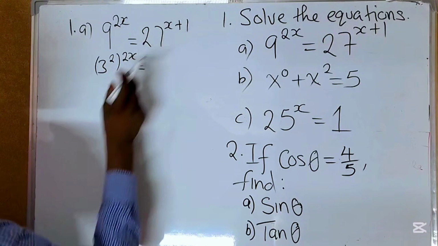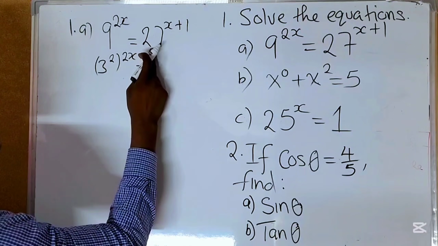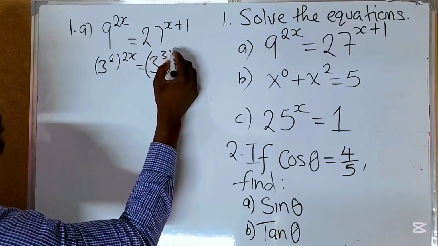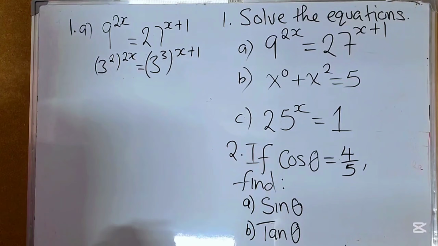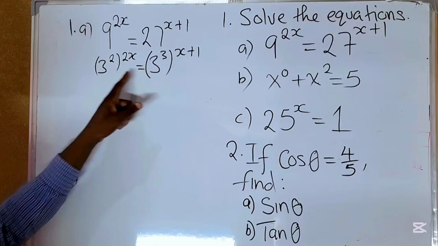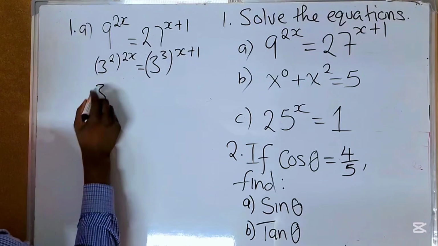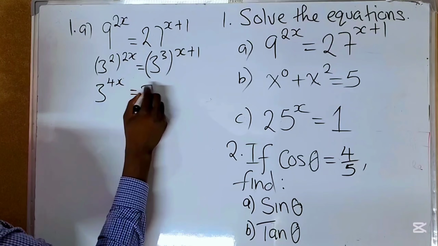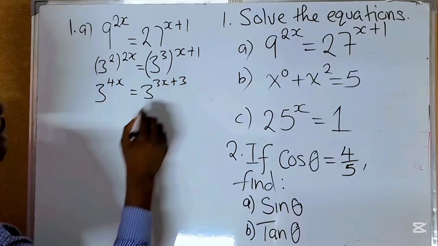2x is equals to 27, which can also be expressed with a base of 3, but this time around, this is 3 to the power 3, then in close bracket, x plus 1, okay? Now, bases are the same. Before we even look at the bases here, let's distribute. So we have 2 times 2, we have 4x is equals to 3 times x is 3x, 3 times 1 is 3.